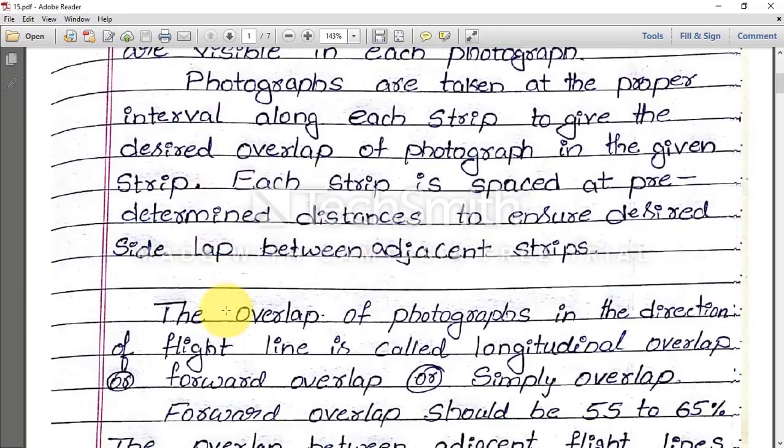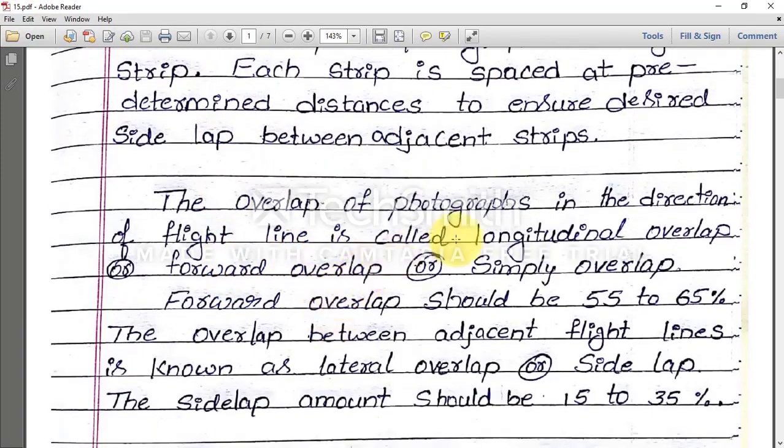Now the overlap of photographs in the direction of the flight line is called longitudinal overlap, or forward overlap, or simply overlap. Three names are there: longitudinal overlap, forward overlap, simply overlap. Along the flight line, if the overlap is there, that one is called longitudinal overlap, forward overlap, or simply overlap. This forward overlap should be at least 55 to 65%.